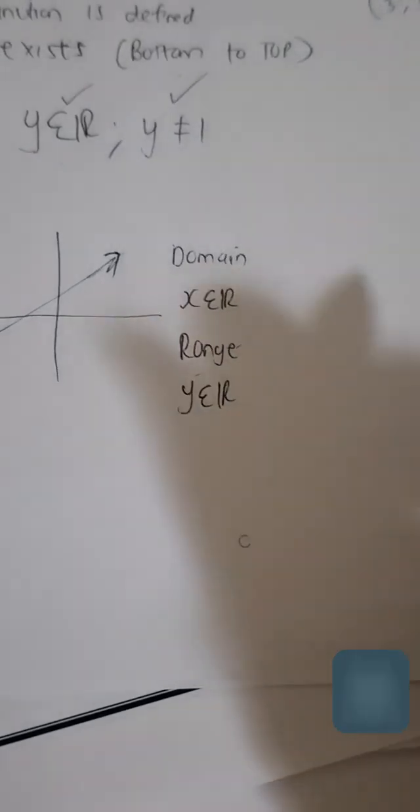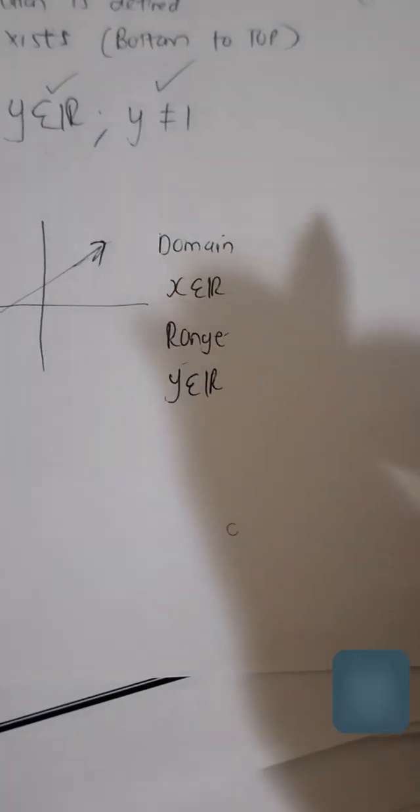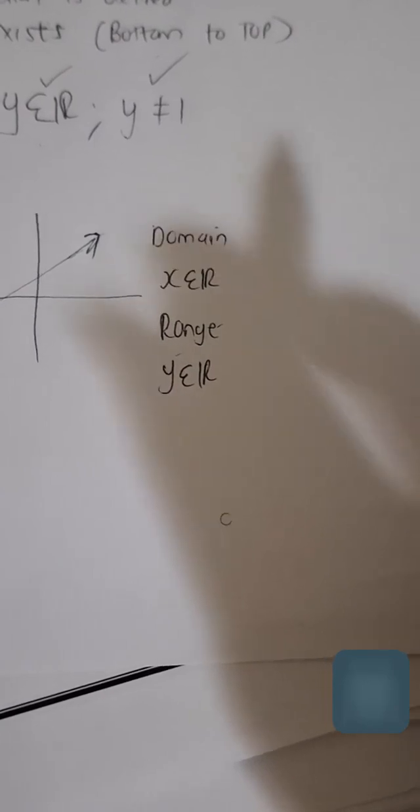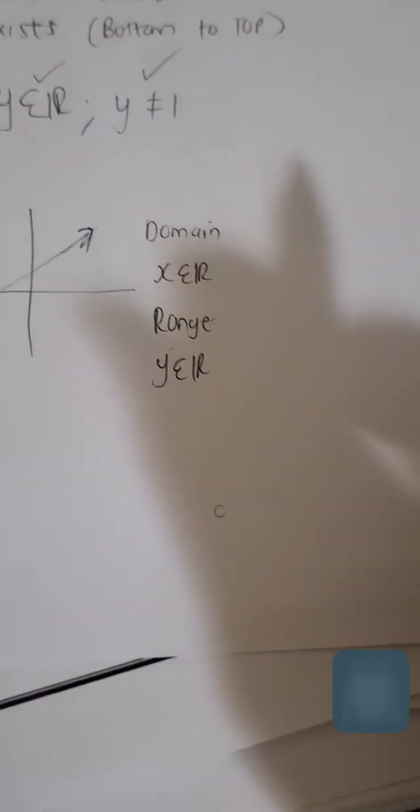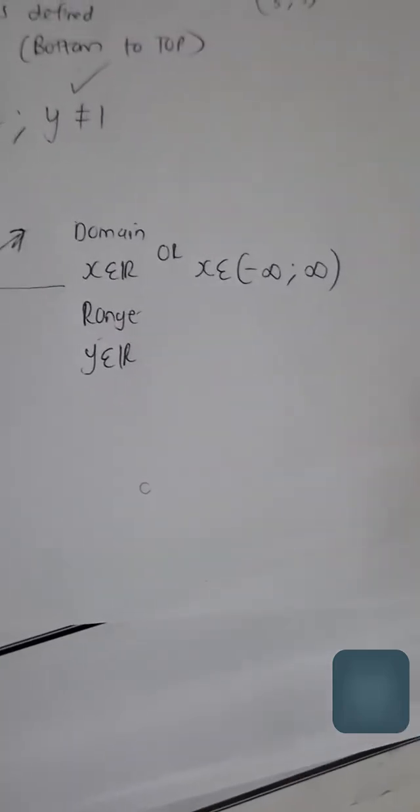Now check what someone is saying in the comment section. Nganyezi is asking, what about negative infinity to infinity? Yes, that's an alternative way. If you don't want to write x as an element of real numbers, you can say x is an element of negative infinity to positive infinity.